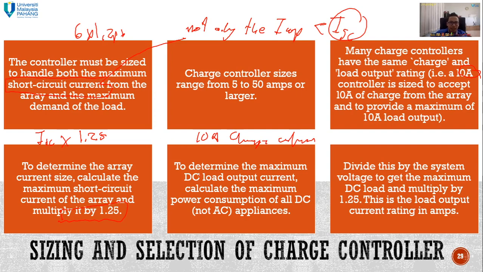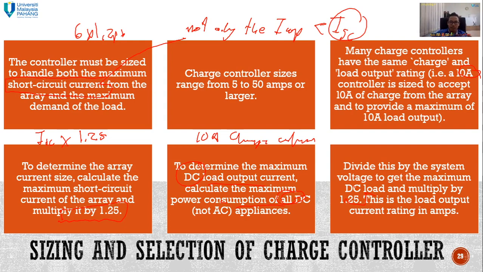Okay, then determine the maximum DC load output current. Calculate the maximum power consumption of all DC appliances, not AC. Divide this by the system voltage to get the maximum DC load current and multiply again by 1.25. If we get 5 amps, we multiply with 1.25, and we get around 6.25 amps, maybe 5.5 amps like that.